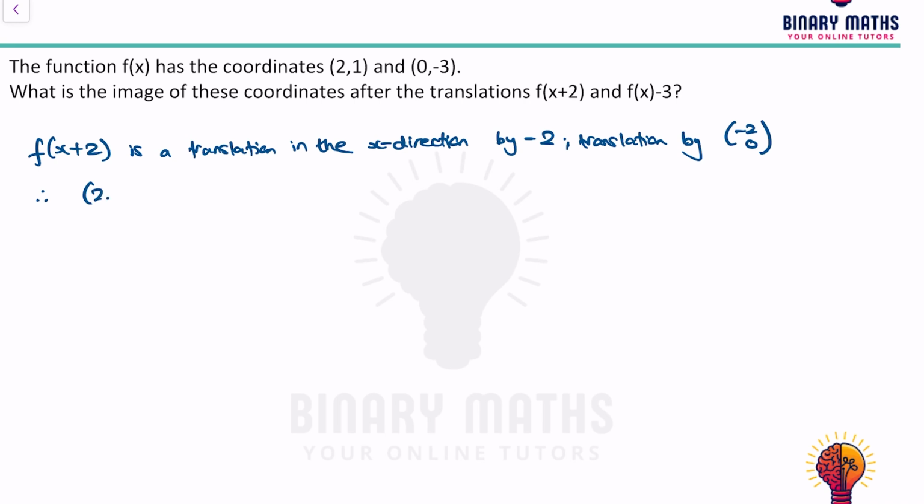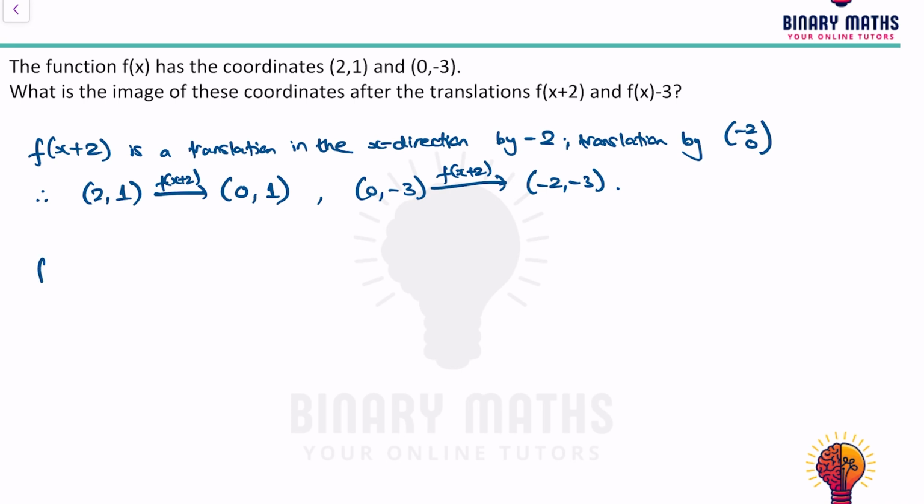Therefore, (2, 1) under the transformation f(x + 2) becomes 2 minus 2, which is 0, and the y stays the same because it's only the x that was affected. And (0, -3) under the transformation f(x + 2): again, in the x direction the x coordinate goes down by 2, so it's going to be -2, y is unaffected, -3.